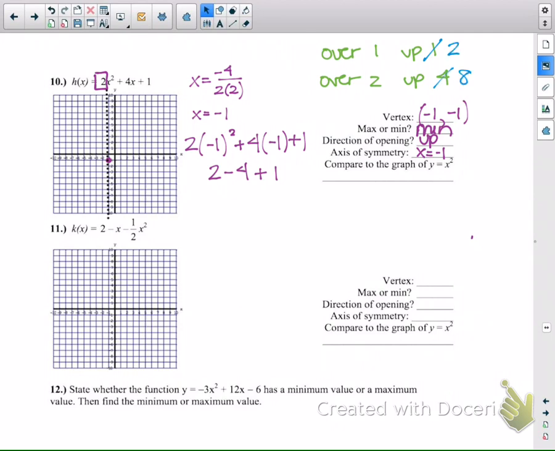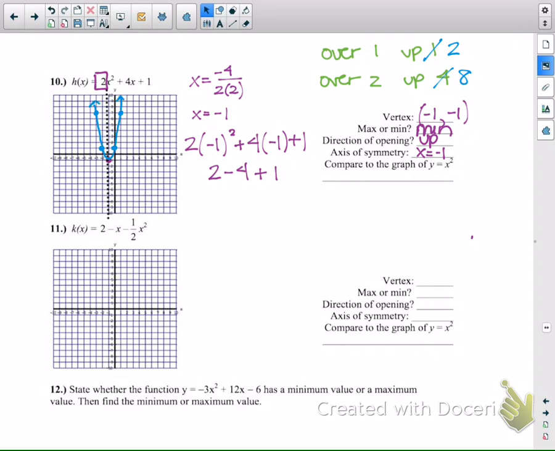8. So that means from my vertex to get my other points, I'm going to go over 1, up 2, draw a point. Over 1 the other way, up 2, draw a point. Notice, axis of symmetry, your points are symmetric on either side, always. They match. Then again, from my vertex, I'm going to go over 2, up how many? 2, 4, 6, 8. Over 2, up 8. And that will be my full quadratic there.